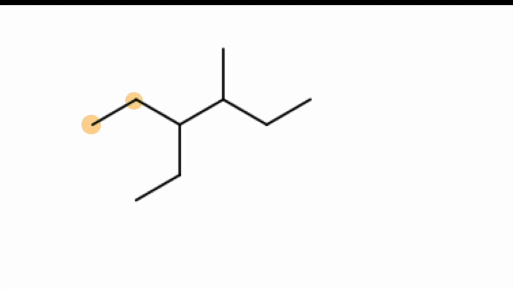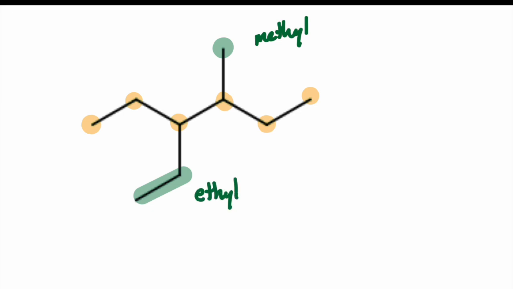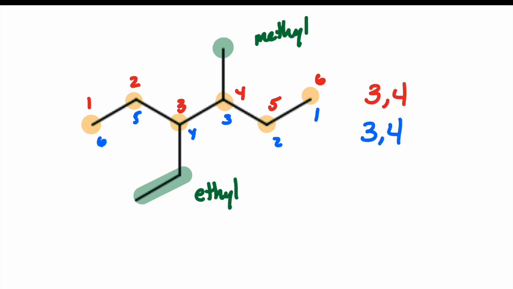Okay, we find our parent chain: 1, 2, 3, 4, 5, 6 carbons. This is a methyl group. And this is an ethyl group. We're going to number our parent chain: 1, 2, 3, 4, 5, 6. 1, 2, 3, 4, 5, 6. So notice if I did my red numbering scheme, there would be a 3 and a 4 in the name. And if I did my blue numbering scheme, I'd also have a 3 and a 4 in the name. All right, so we're tied. So how do we break a tie?